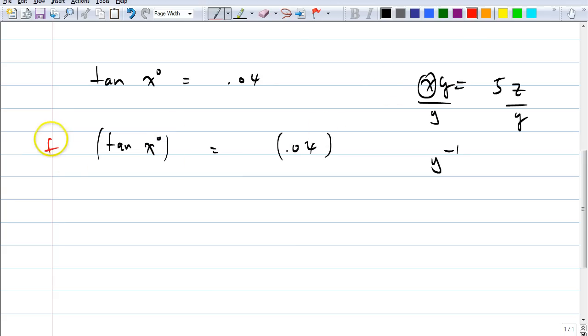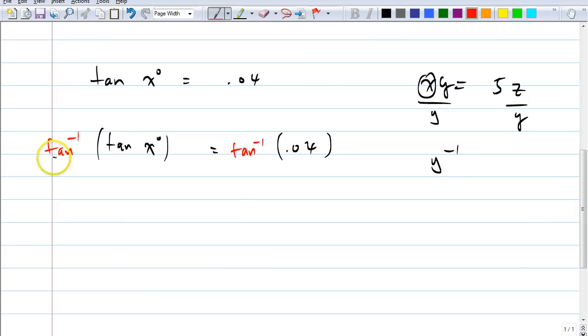Something called tangent to the negative 1 power. And you do the right side, tangent to the negative 1 power. On some of your calculators, have you seen some of those buttons? Some calculators have that button. Some calculators, you have to press shift to get to the tangent to the negative 1 power. This is called tangent inverse. Is that okay? Guess what these do?